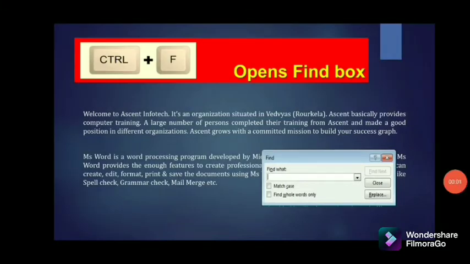Control F, to search anything inside the document. It opens the find box, and almost all users of MS Word are familiar with this find box. If you press Control F, this is the shortcut key to open the find box as shown on the screen. That's why you can use Control F to search anything inside the MS Word document.